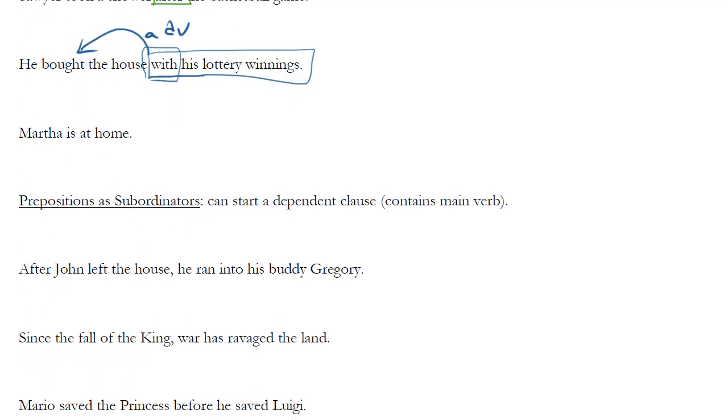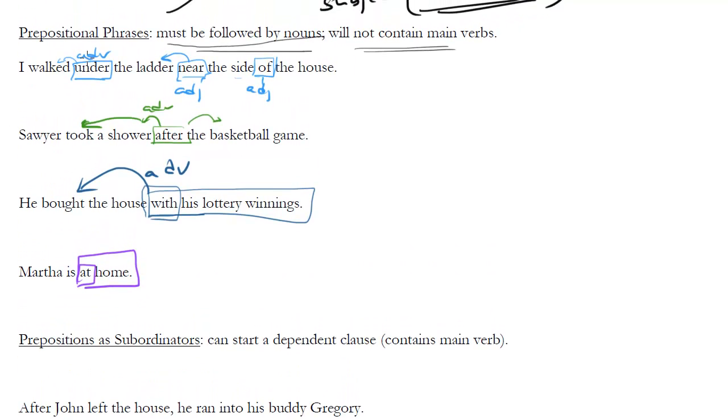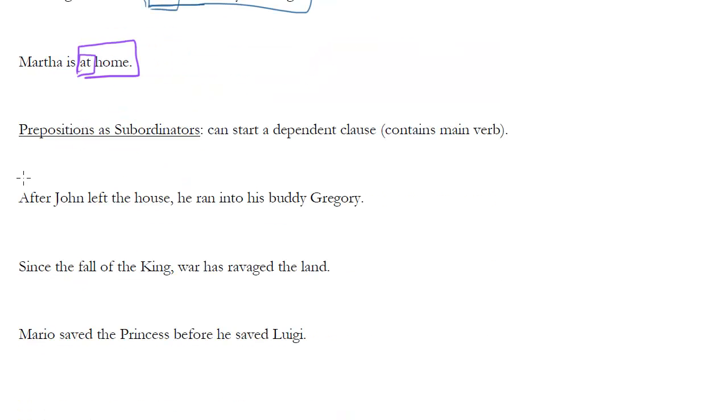Martha is at home. This shows us the condition that something or someone's in. So Martha is at home. So those are some examples of how prepositional phrases are used. Again, you could in theory omit those. You're going to have weird short sentences, but they're still going to be sentences. I walked. Sawyer took a shower. He bought the house. Even Martha is. Technically a sentence. Sounds a bit weird, a little philosophical, but it's technically a sentence. If we eliminated the verbs or the subjects, the sentence falls apart. So just keep that in mind. It's extra information. While it may be important, it's not necessary to the core of the sentence.